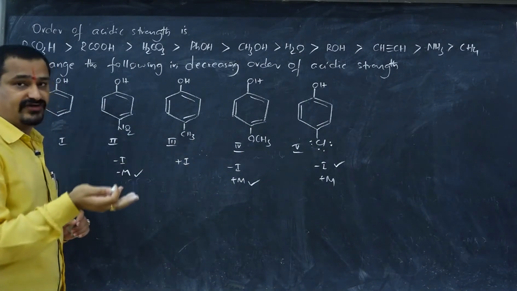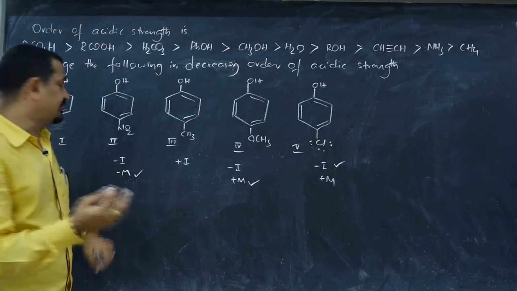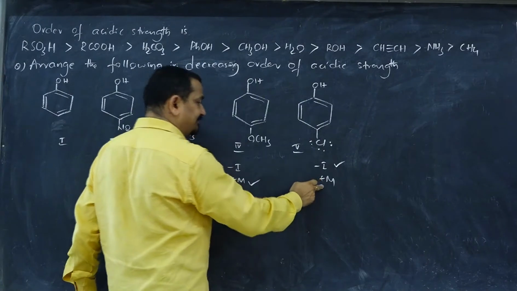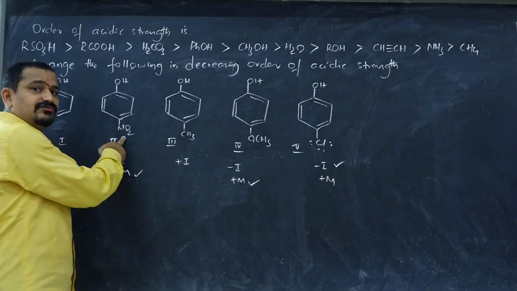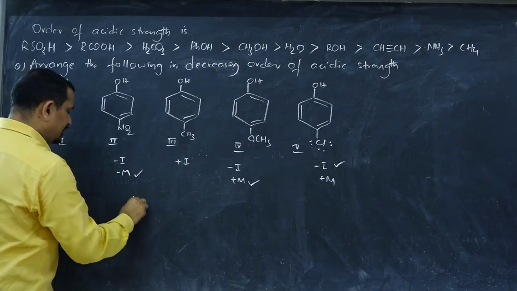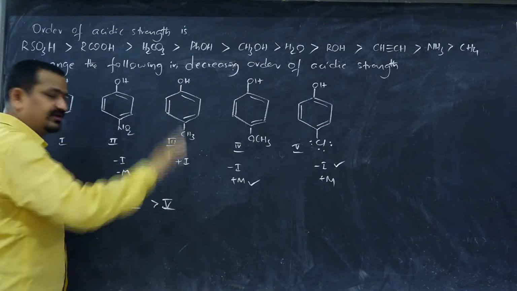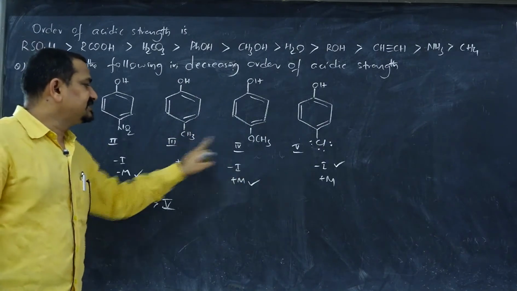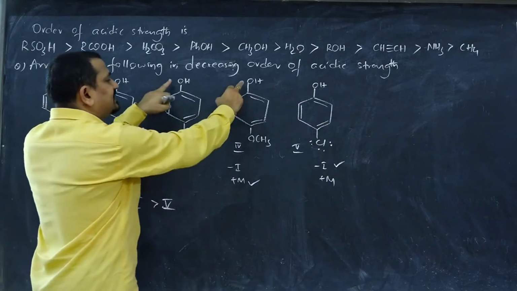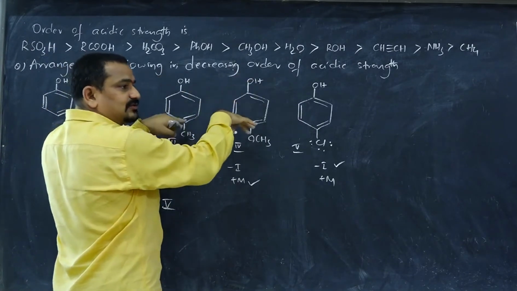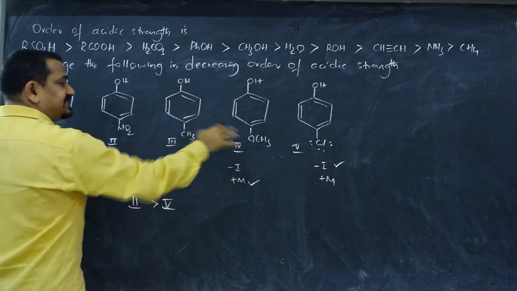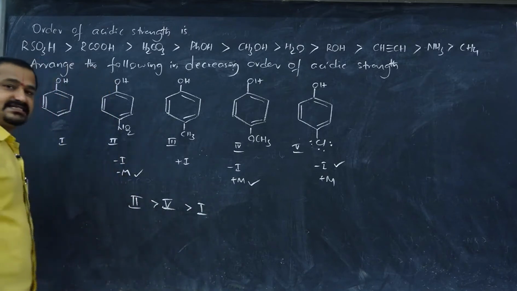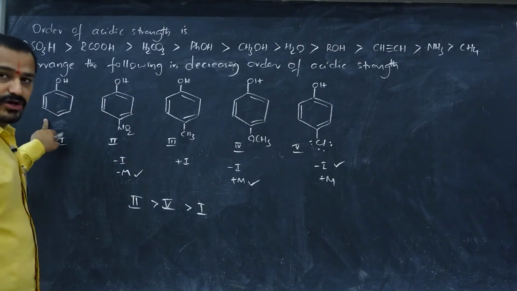Now, among 2 and 5, which is more acidic? This one is both minus I and minus M, whereas here it is minus I and plus M. And moreover, this is a more electron withdrawing group than chlorine. So 2 is more acidic than 5. First, we have to filter in this way. Next, among 1, 3 and 4, these two are releasing groups. An electron releasing group increases the electron density at O minus and destabilizes the conjugate base. So these two are destabilizing factors when compared with 1. So after 5, definitely the next acidic molecule is phenol.